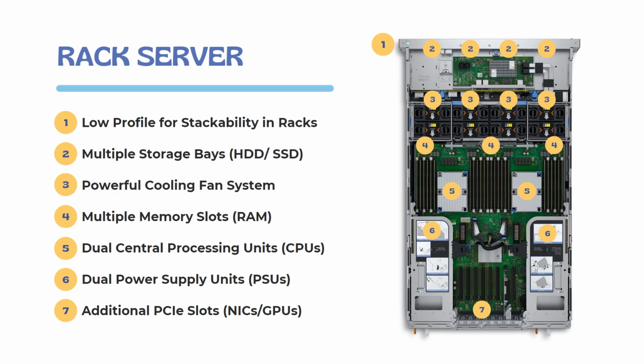We move on to the cooling system. These powerful cooling fan systems pull air from the front of the server all the way through and push it through the back, which cools the components down. Moving forward, we have multiple memory slots. In this configuration, there's about 12 memory slots that we can put RAM into. With this type of configuration, you could get up to 2 terabytes of RAM on this one computer. Think of the power you're getting.